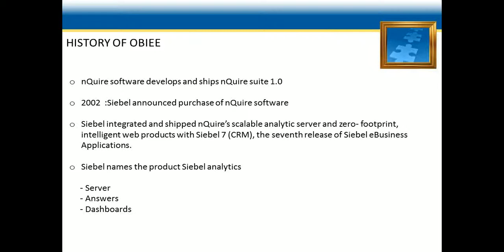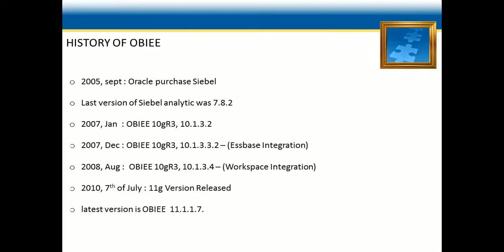You should know the history of OBI. There was a company called Enquire Software which developed and shipped Enquire Suite 1.0, version 1.0. In 2002, Siebel announced the purchase of Enquire Software. Siebel integrated and shipped Enquire Scalable Analytics Server and Zero Footprint intelligent web products with Siebel 7, the seventh release of Siebel e-business applications. Siebel named the product Siebel Analytics, in which we have server, answers, and dashboards.